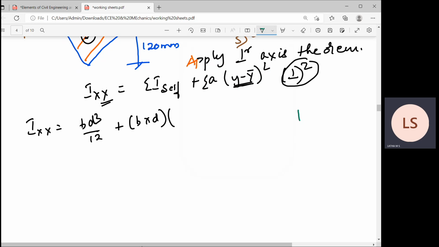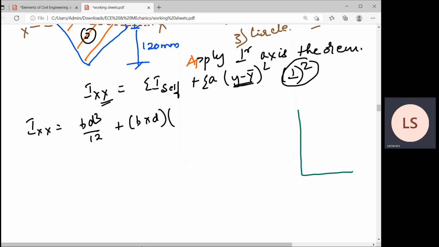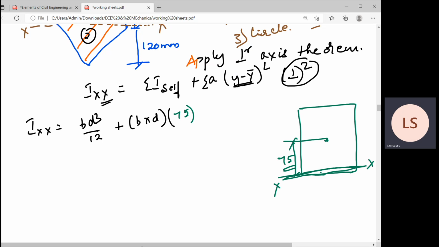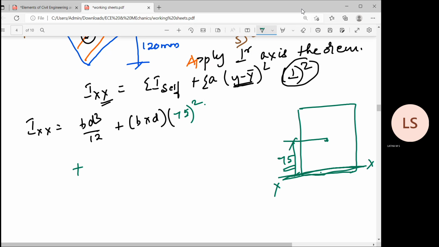So now, for example, I'll redraw the diagram of the rectangle there. The rectangle centroid is here, right, at a height of 75. Correct? Where is the axis? The axis is here. So what is the distance between the centroid of the rectangle and the axis? 75. Directly I can write it as 75. Okay. Plus, what is the next?